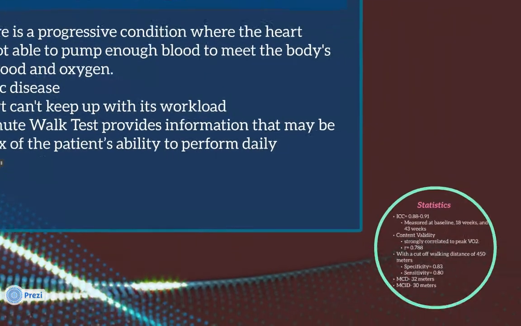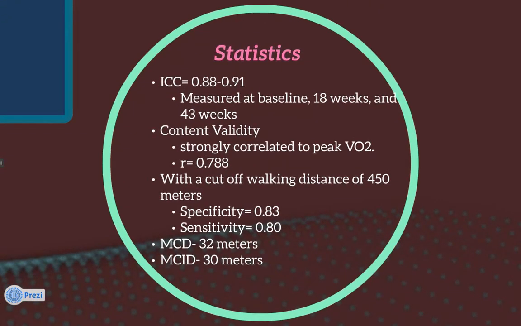Looking at the stats of the 6-minute walk test in association with heart failure patients, we see the ICC as being between 0.88 and 0.91. This was calculated over a longer period of time to hopefully negate any learning effect. In analyzing its content validity, the test is strongly correlated to peak VO2 with a correlation of 0.788. The specificity and sensitivity of the test are 0.83 and 0.80 respectively.